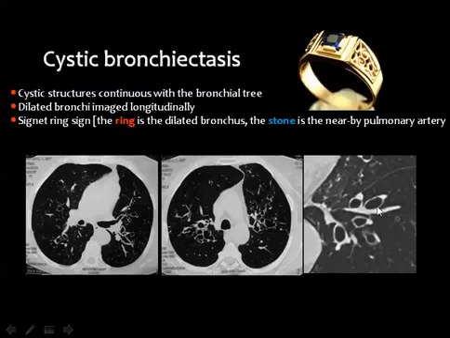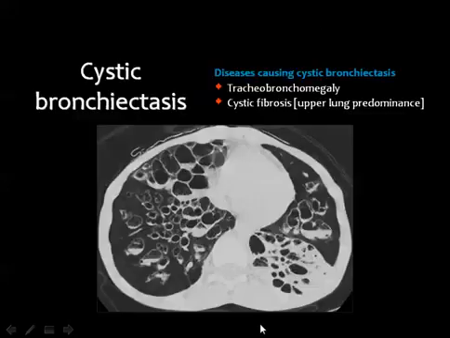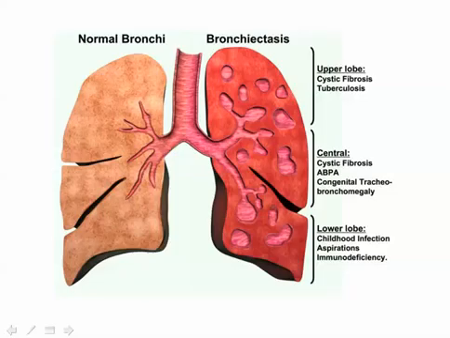And this is what we call the signet ring sign. You see the vessel represents the stone, and the bronchus represents the ring. And you can see the difference between the size of the bronchus and the size of the adjacent vessel. Many times, cystic bronchiectasis contains air fluid level due to the presence of secondary infection.